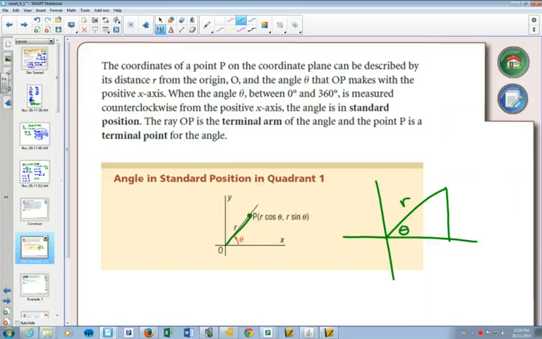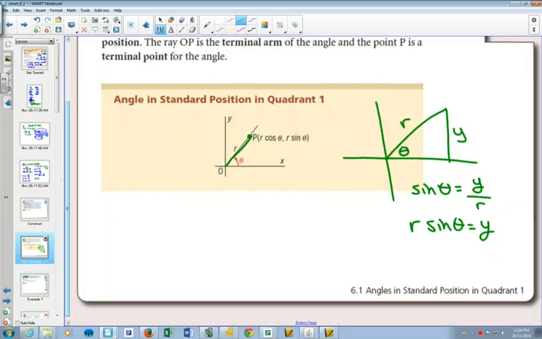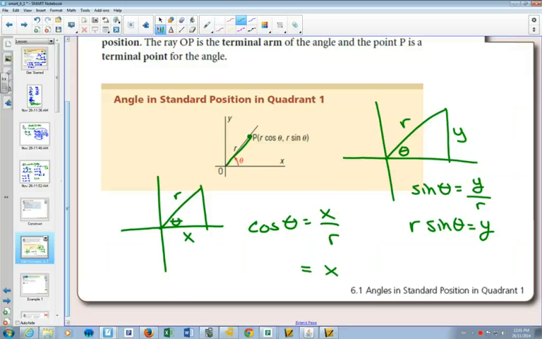theta, and I want to solve for my y-coordinate, using SOHCAHTOA, I would use sine. Sine of theta, opposite over hypotenuse, and multiplying both sides by r, you get that your y-coordinate is r times sine of theta. Similarly, if you redraw this triangle with a radius r and an angle theta and you want to solve for x, then you'd use cos. So your x-coordinate is r cos theta.